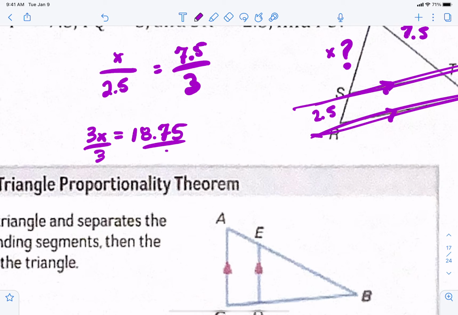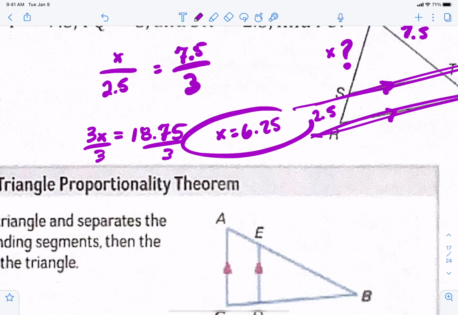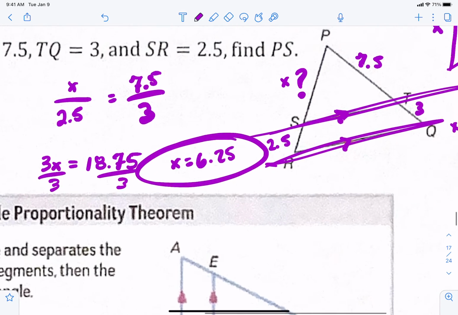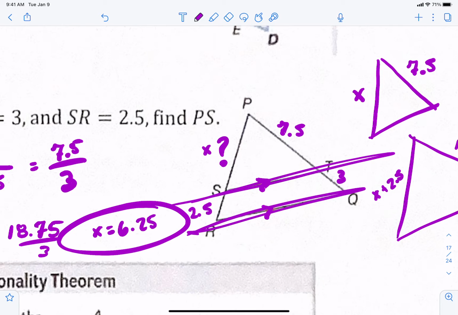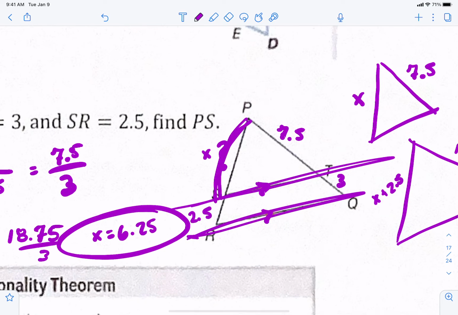Okay. I can divide that by 3. It's because I put 3.5. You can divide that by 3 in your head. I bet you get 6.75. 6.25 is what X is, but is that what they were asking for? No, they're asking for PS, which we literally labeled as X, right? So PS is literally 6.25, and that's good.